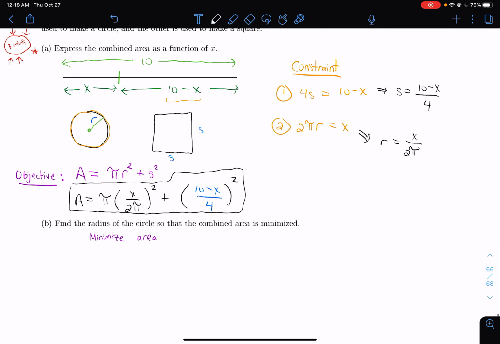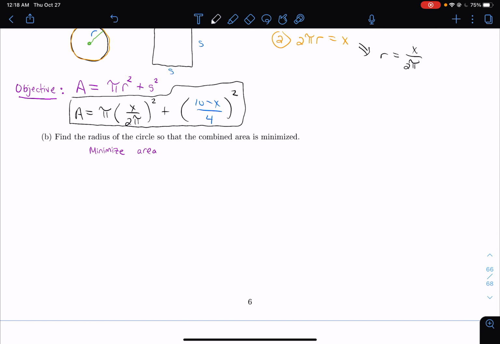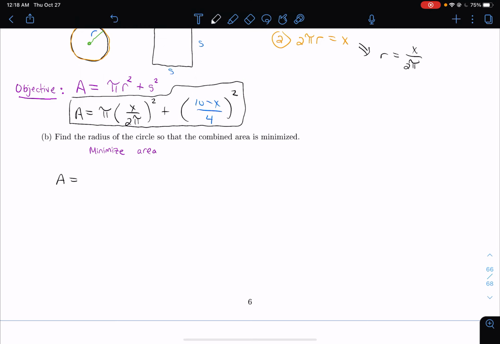All right, so part B now, we're going to do the heart of the algebra. Now we're going to find ultimately the radius of the circle that makes this combined area be minimized. Okay, so I want to minimize this thing. I'm going to have to start to do some algebra to it. So I got area equals pi, and then if I square that first fraction, I can square the numerator to get x squared, and if I square the denominator, I get 4 pi squared.